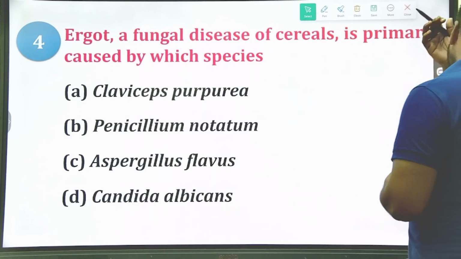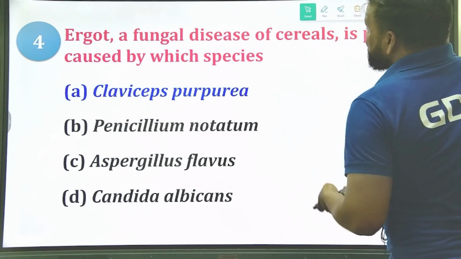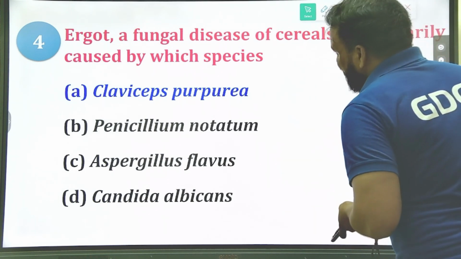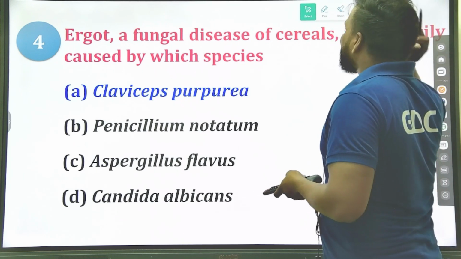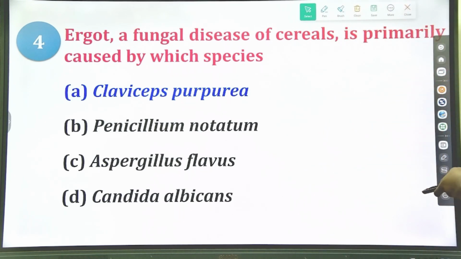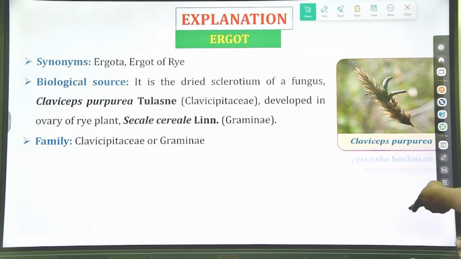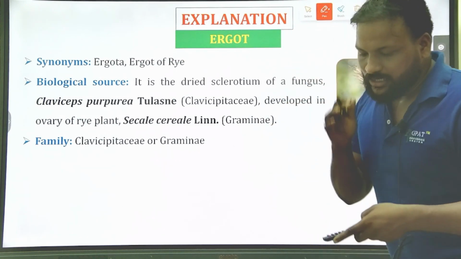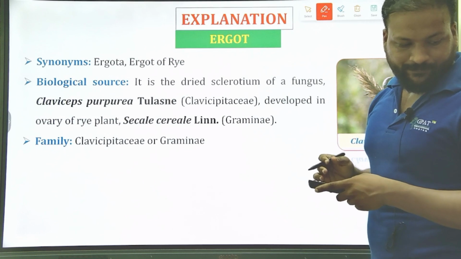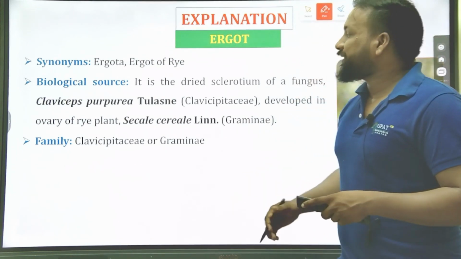Yes, well, let me check. So option A is the right answer. Claviceps purpurea. So ergot, the fungal disease, is caused by Claviceps purpurea.